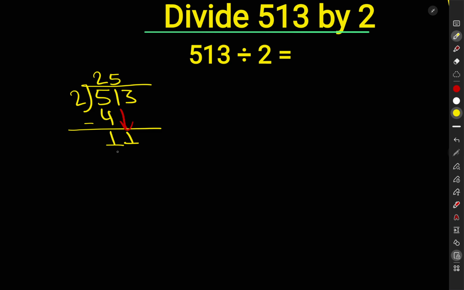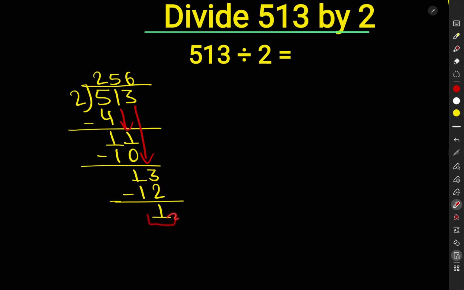2 times 5 is 10. On subtracting, it is 1. Again we put down this 3 and it is 13. 2 times 6 is 12. On subtracting, it is 1.